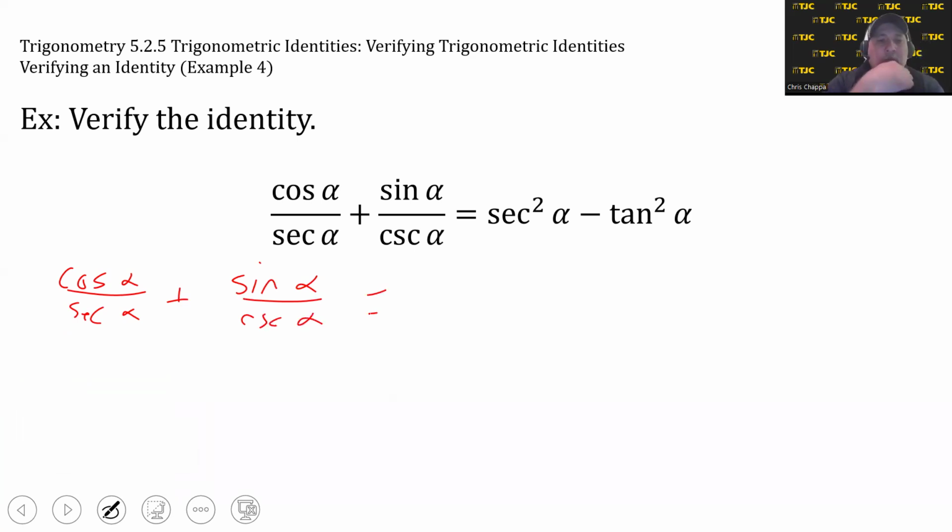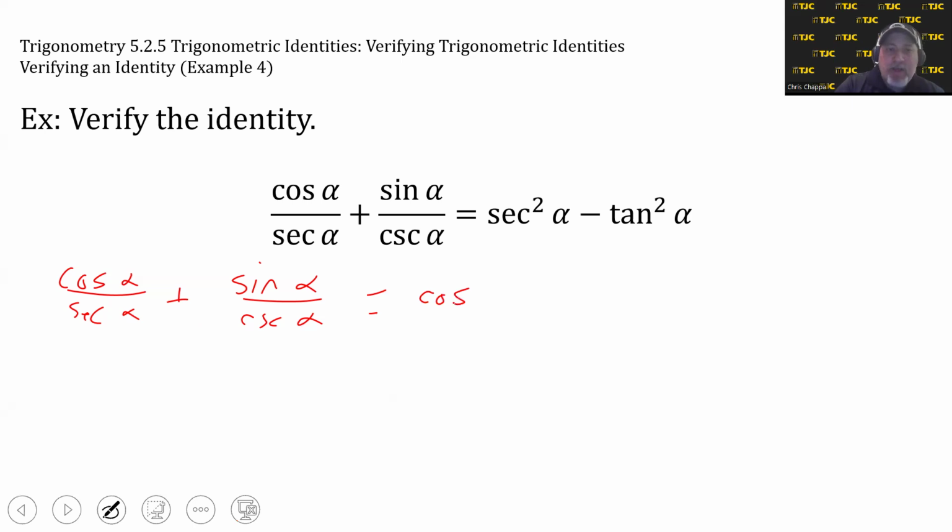Now, what can I do to this? Well, algebraically, I could add fractions and get a common denominator. Trigonometrically, I could turn everything into sines and cosines. Why don't we go with the trigonometric approach? I could get a common denominator, but look at the right side of the equation. The right side of the equation is not a fraction. So I don't know if combining this into one giant fraction is the correct move or an efficient move. So instead, let's take care of the secants and cosecants by using reciprocal identities.